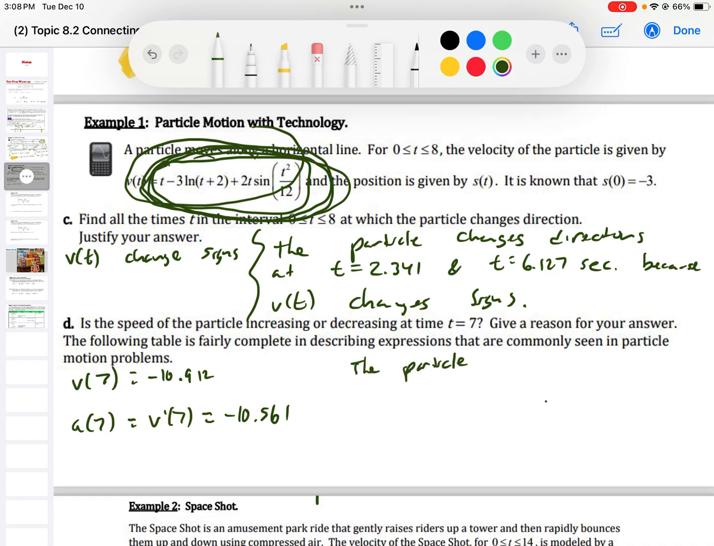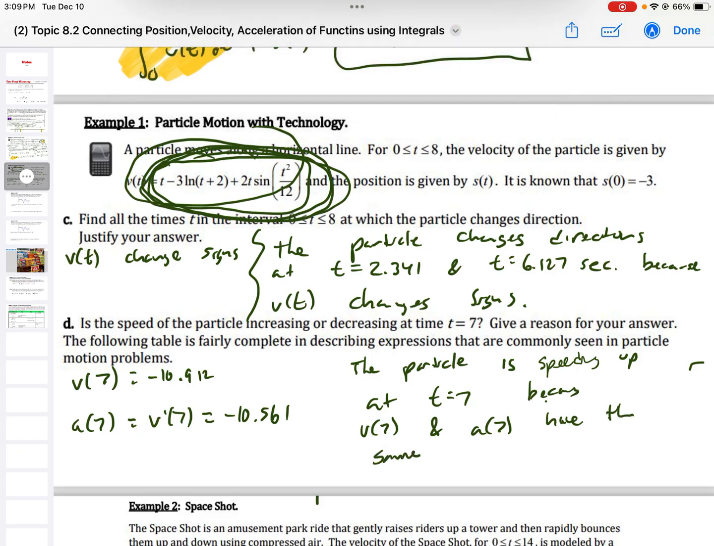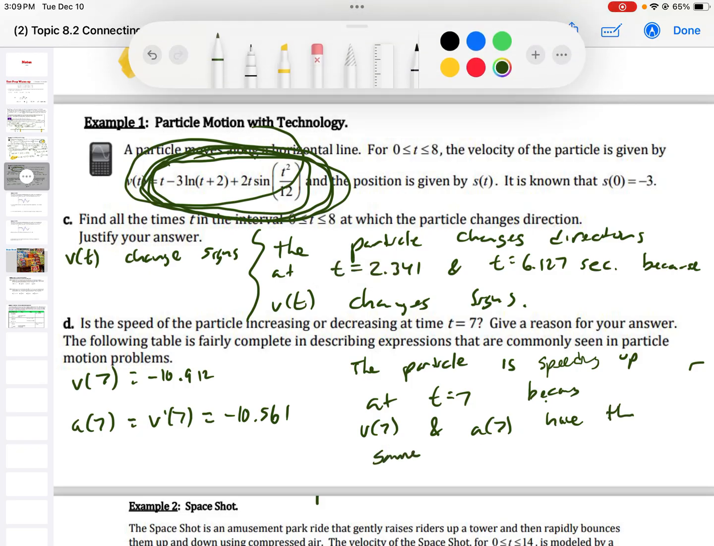So I would say the particle's speed is increasing. So the particle is speeding up at t equals 7 because v of 7 and a of 7 have the same sign.